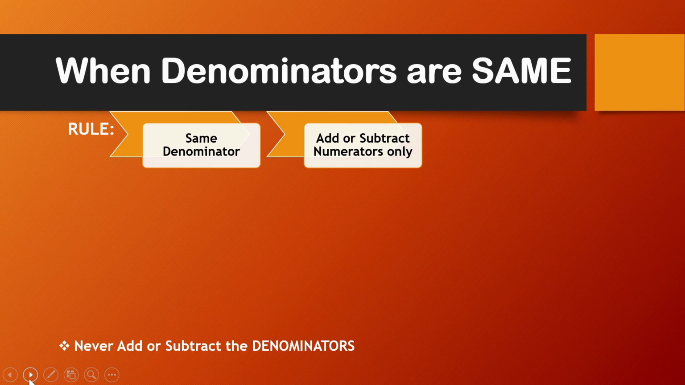For example, if we have two fractions, 3 by 6 added with 5 by 6. Here, as you can see, both have the same denominator 6. So we need to simply add the numerators. So 3 plus 5 is equal to 8. So the fraction will be 8 by 6.